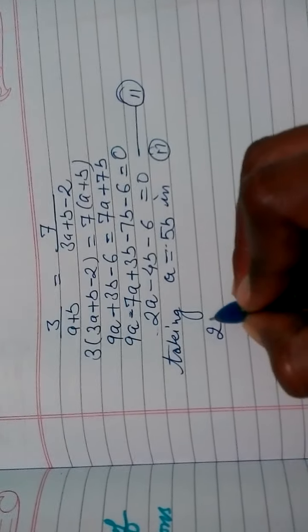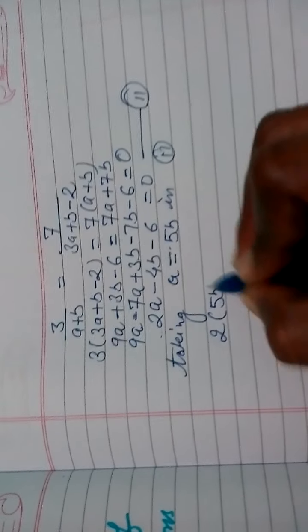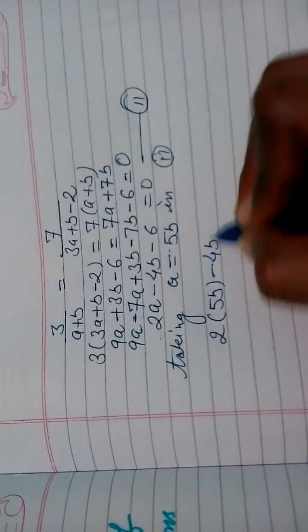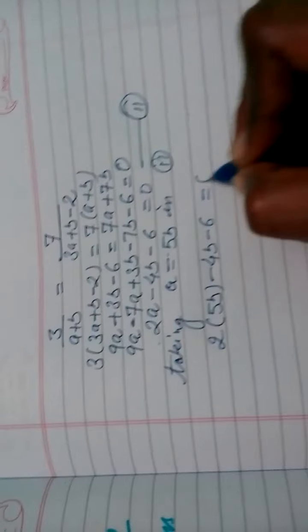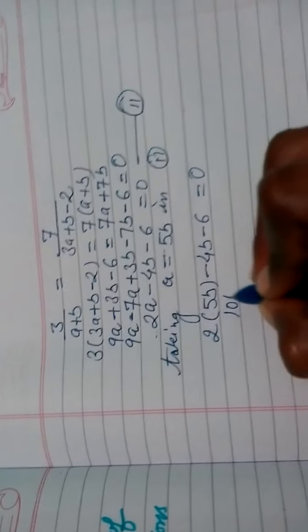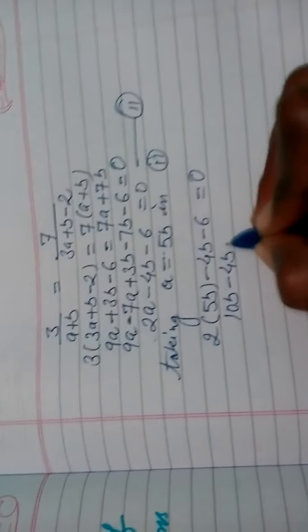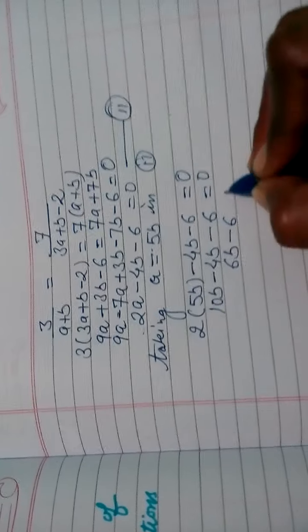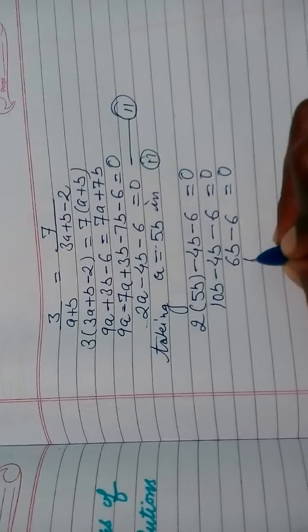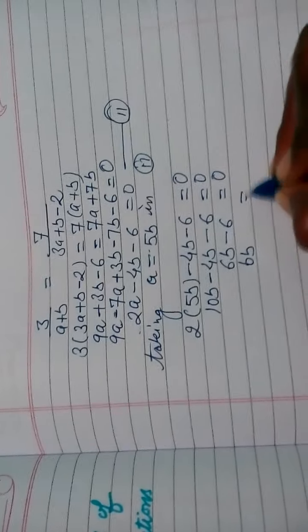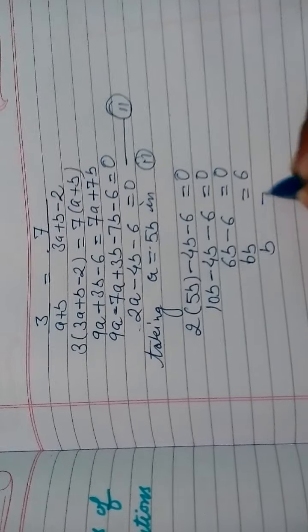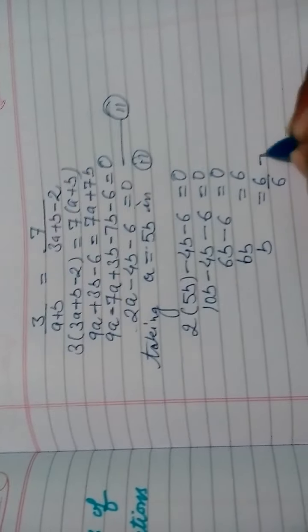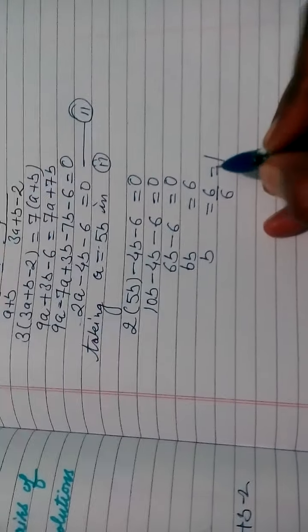So in place of a, I'll write 5b. 2 into 5b minus 4b minus 6 is equal to 0. Now simplify this, you'll get 10b minus 4b minus 6 is equal to 0, which is further equal to 6b minus 6 is equal to 0, which is further 6b is equal to 6, and b is 6 upon 6, which is equal to 1. Okay, so you have got the value of b, which is equal to 1.